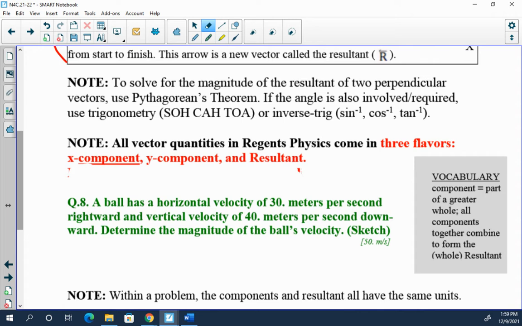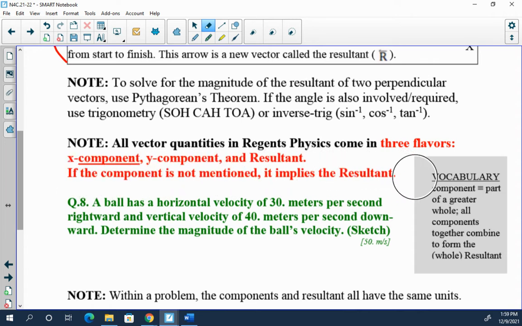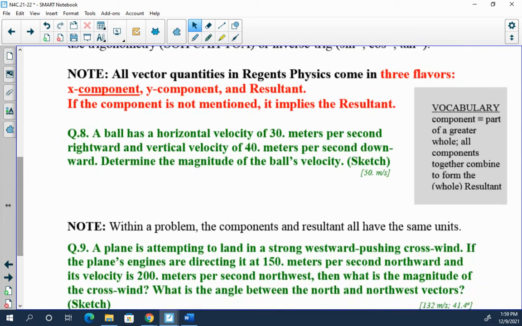Component, you see, is underlined. That just means a part of a greater whole. The components are the individual vectors that combine to form the resultant. Very important note here, which won't seem that important yet, but it will become important. If the component is not mentioned, it implies the resultant. You may say, what are you talking about? You'll see in a moment.